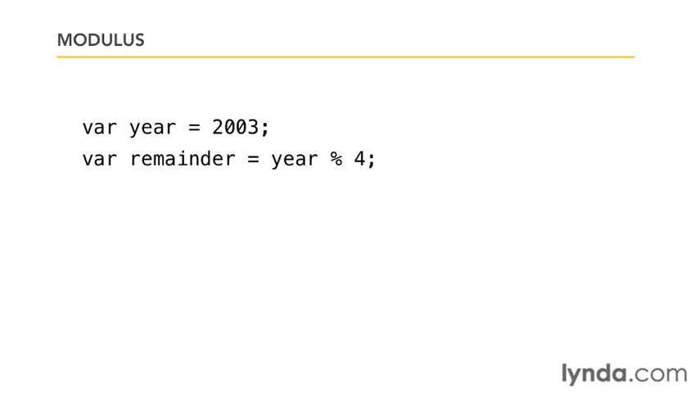And what it means is divide the variable year, 2003, by 4. But don't give me the result. Give me the remainder, which in this case, 4 would go into year 500 times, and the remainder would be 3. And you'll run into this one now and then.